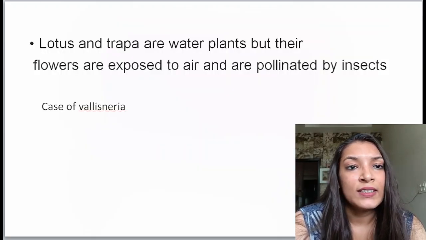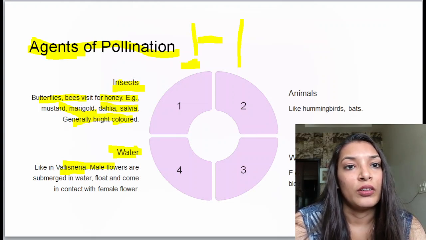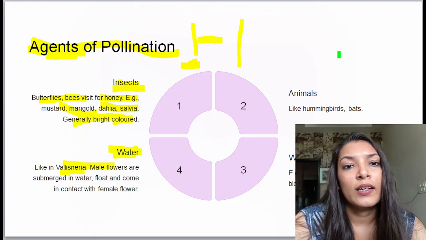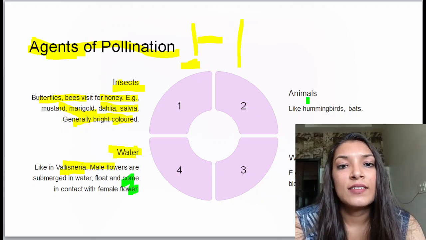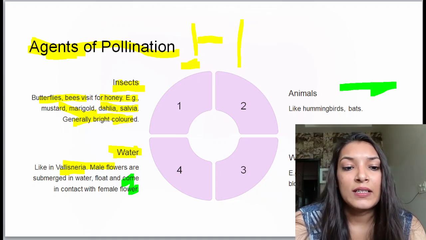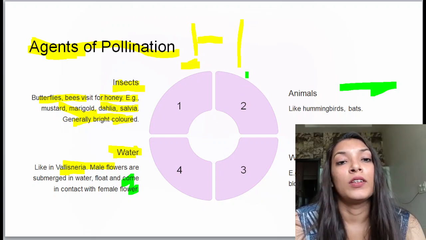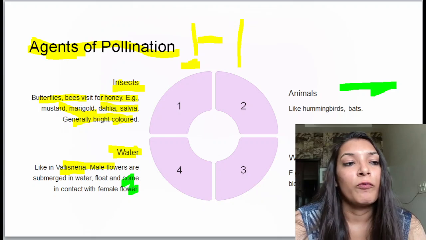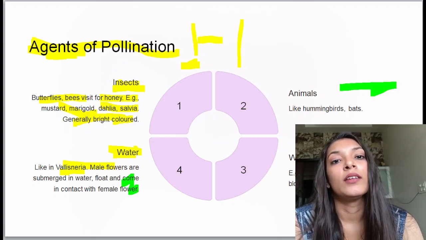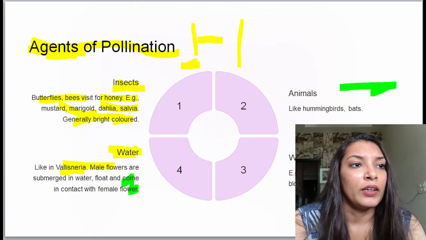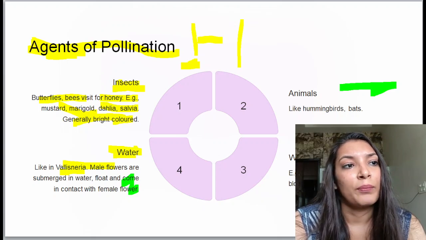For the time being, let us discuss the agents of pollination. One, the insects. Second, the water. Next are the animals. Animals eat at one place and excrete at some other place, so they transfer the seeds or pollens which they eat along with their food to some other place, from where they can meet the stigma of some other flower, and definitely cross pollination happens. Last but not the least, we have wind.